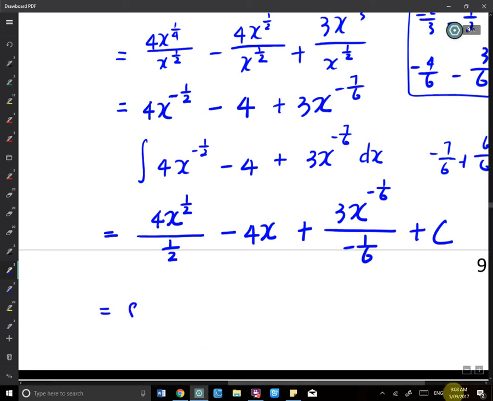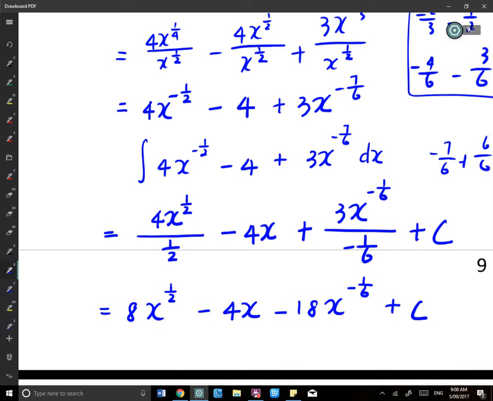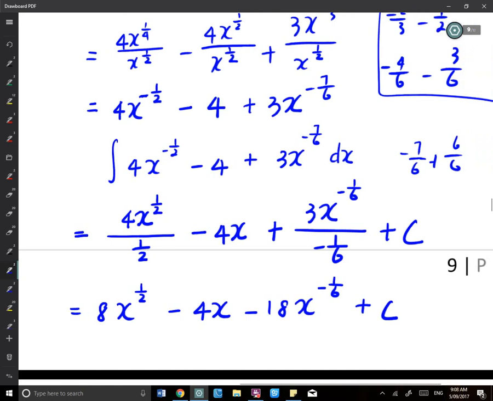What I'll have is 8x to the power of half, minus 4x, minus 18x to the power of negative a quarter, and then plus c. You times 6 on top and bottom, that gives you a minus 18.